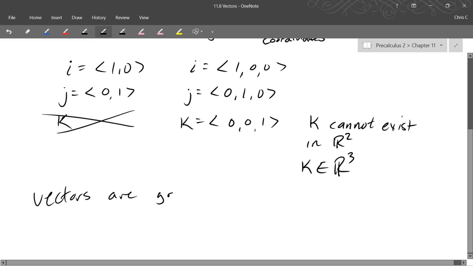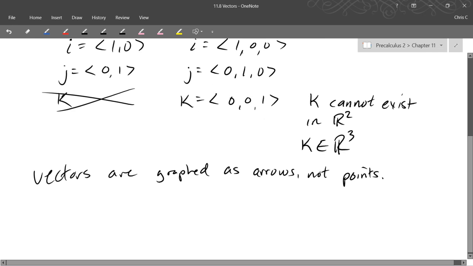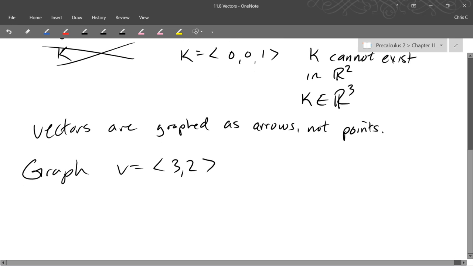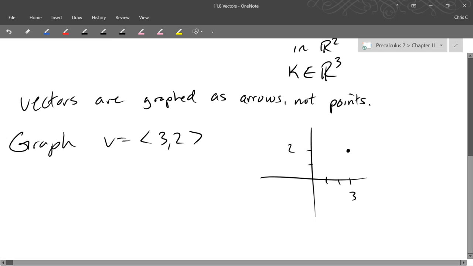Vectors are graphed as arrows. Not points. So we'll start out with a few. We'll graph vector V is 3, 2. So go over 3, go up 2. This is in two dimensions. Normally, we would put a point right there if we were graphing points. But this vector is an arrow, and you draw from the origin to the endpoint. So this arrow right here is vector V.